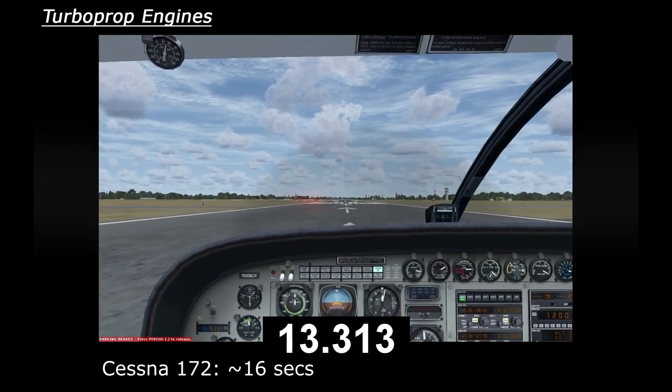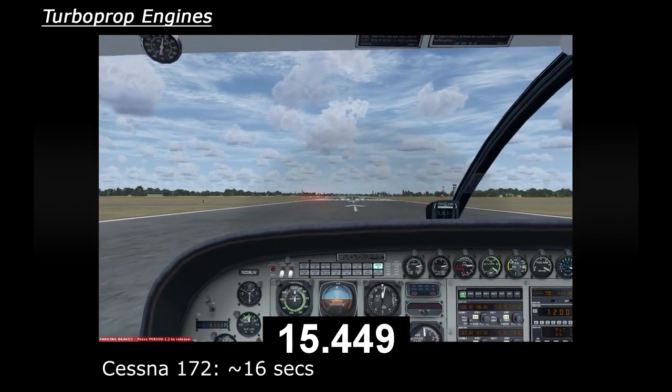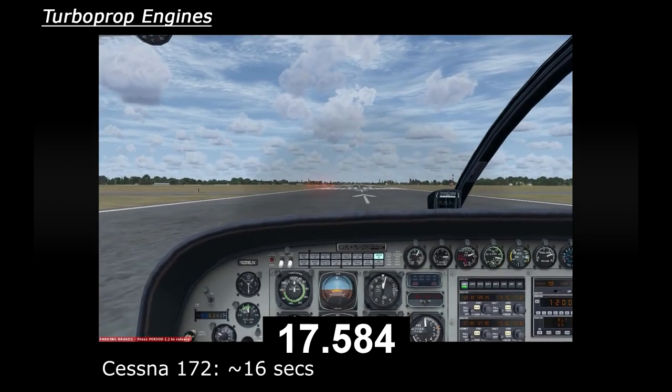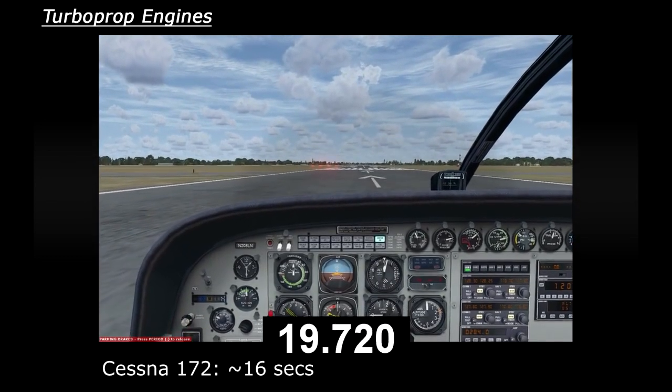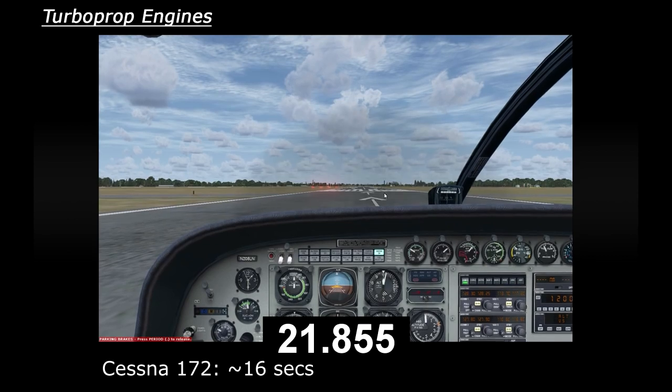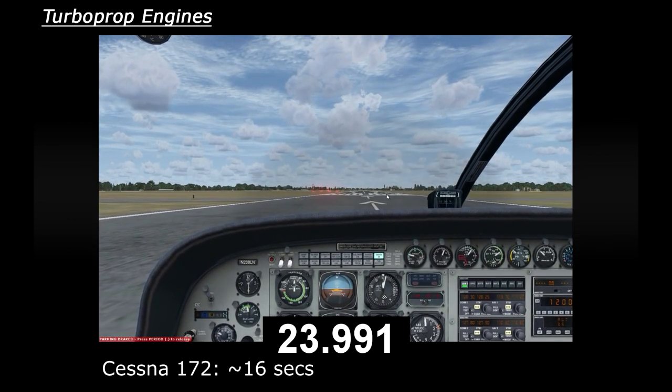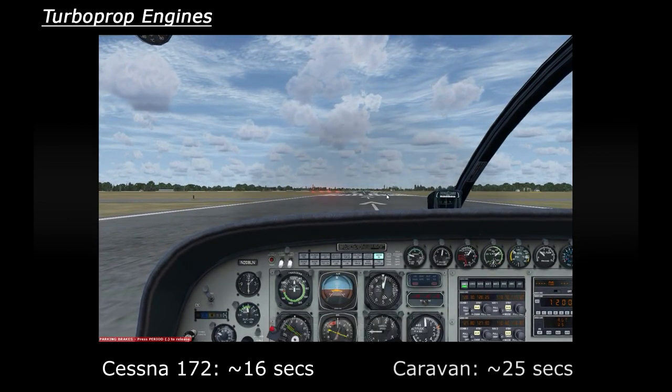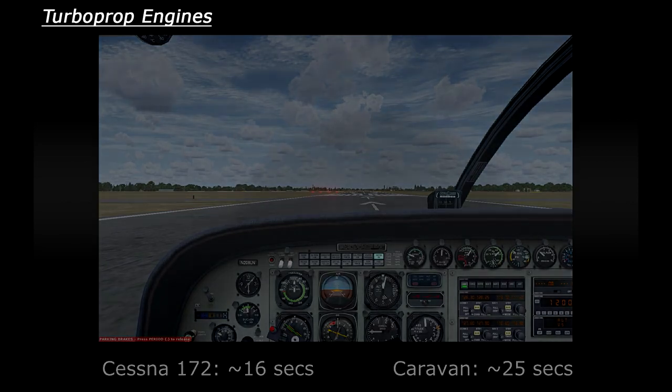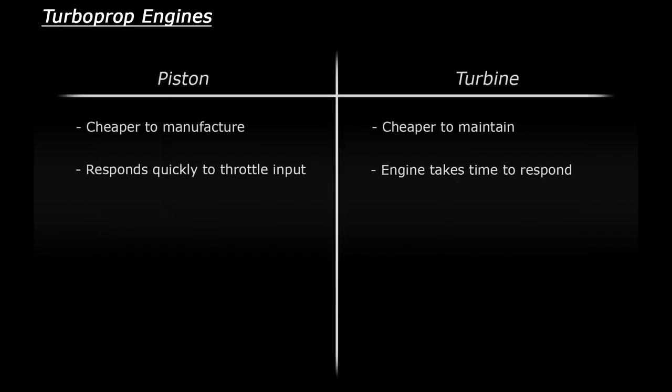So that's maximum, down to idle. I'm keeping an eye on this torque gauge here, by the way. Okay, that's idle there. So you can see the difference there. It's not a massive problem, but it's just something to be aware of.